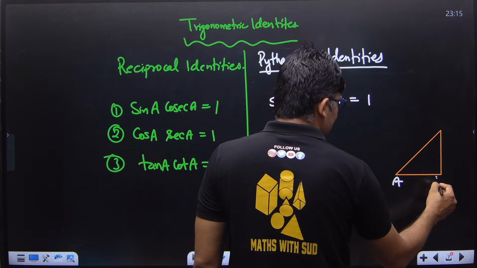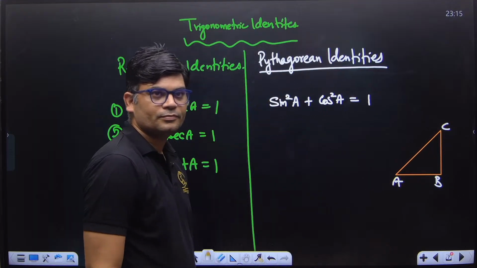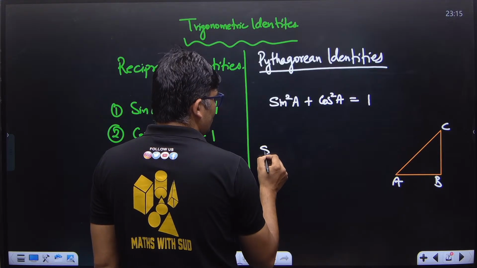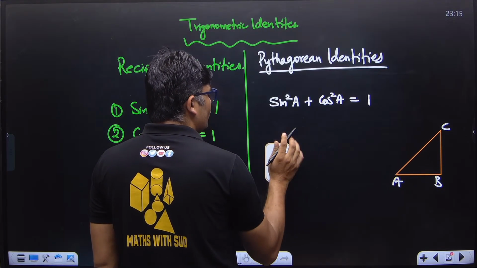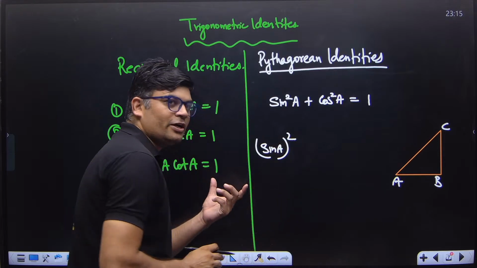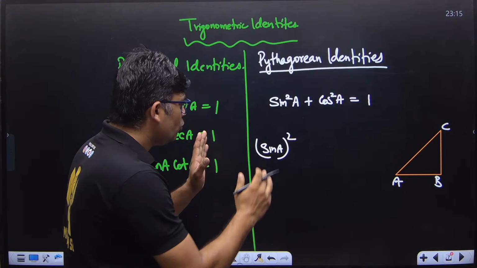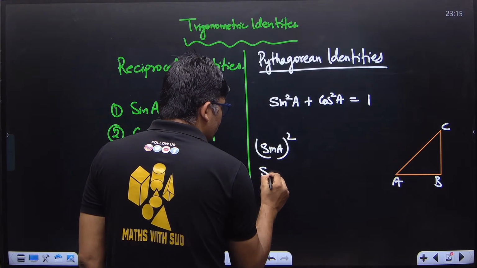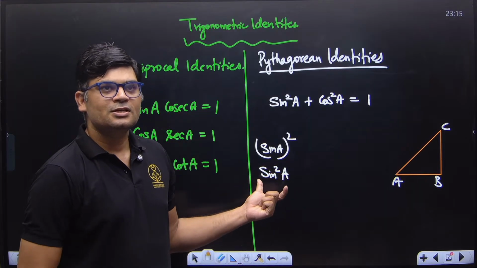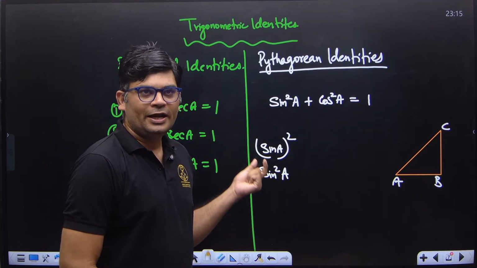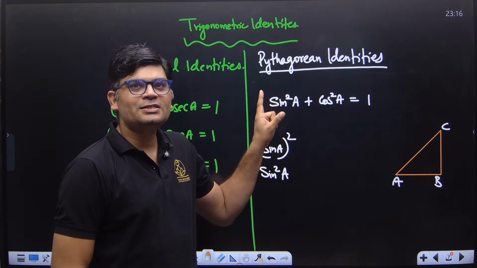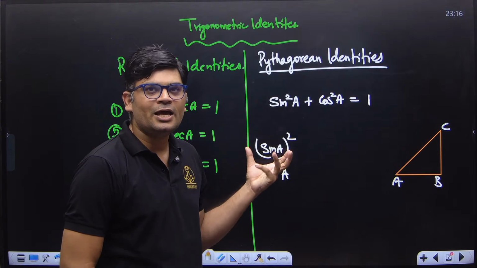So suppose that this is a right angle triangle ABC. Can you tell me what is sine square A? See, you have to understand, beta, sine A whole square. To save time, we don't put a bracket, so we put a square between sine and A. We read it as sine square A, but in actual it is sine A whole square. So when I say sine square A, I am talking about sine A as a whole square.